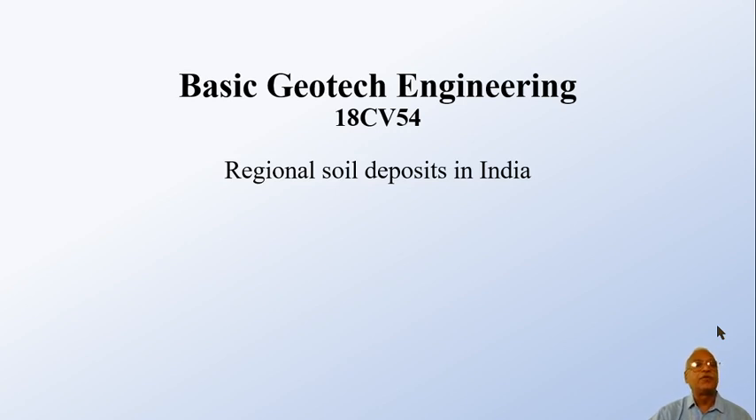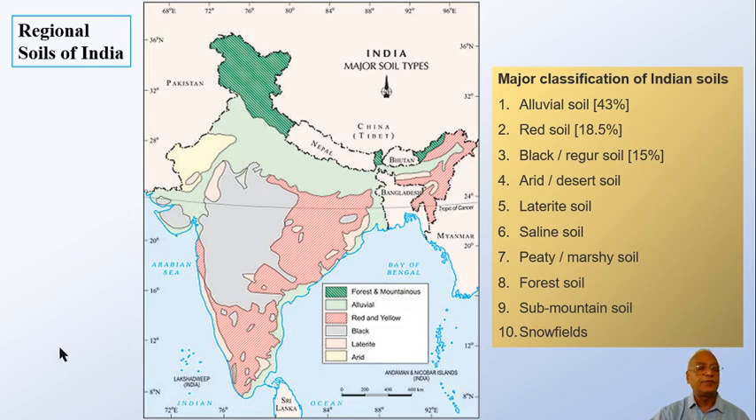Okay, in this video, we'll discuss regional soil deposits in India. Here there is a pictorial view of how different soils are deposited in the nation. Clearly, there are green patches here which indicate forest soil, and here there is a slight confusion between these two colors. But anyway, this is alluvial soil, the Ganga deposits.